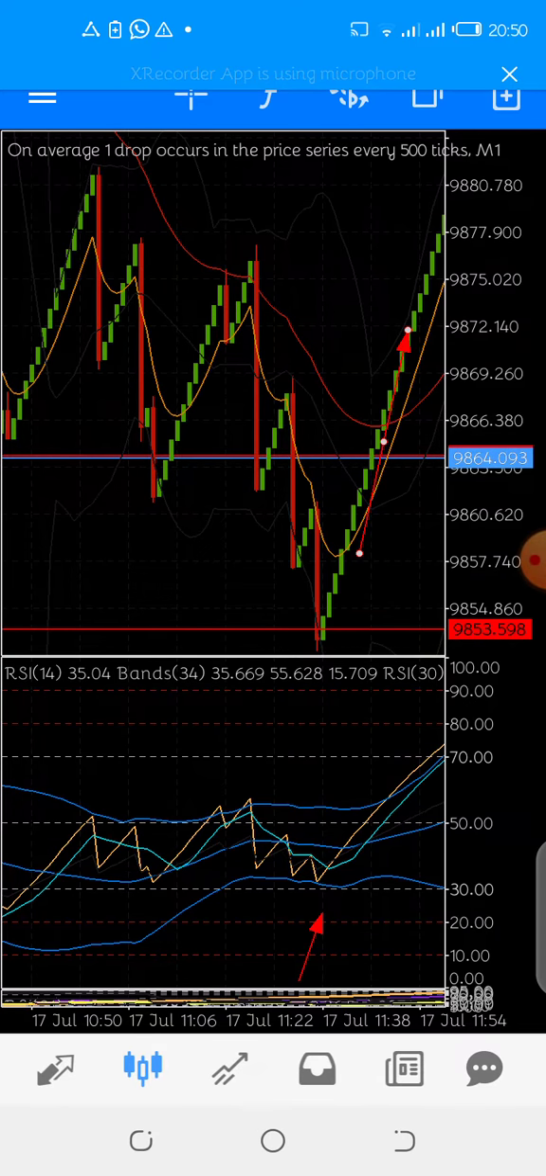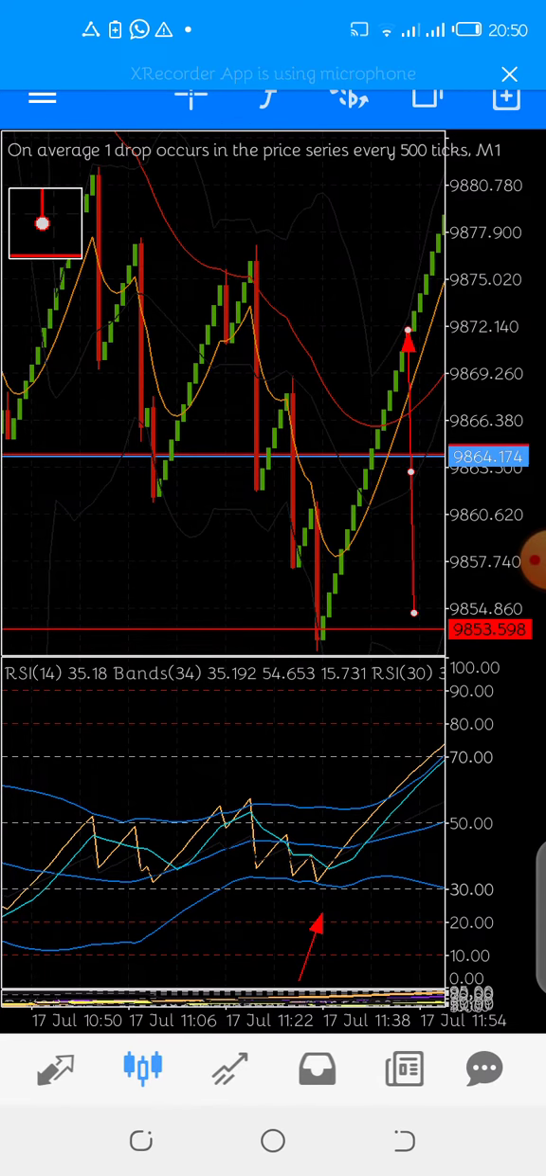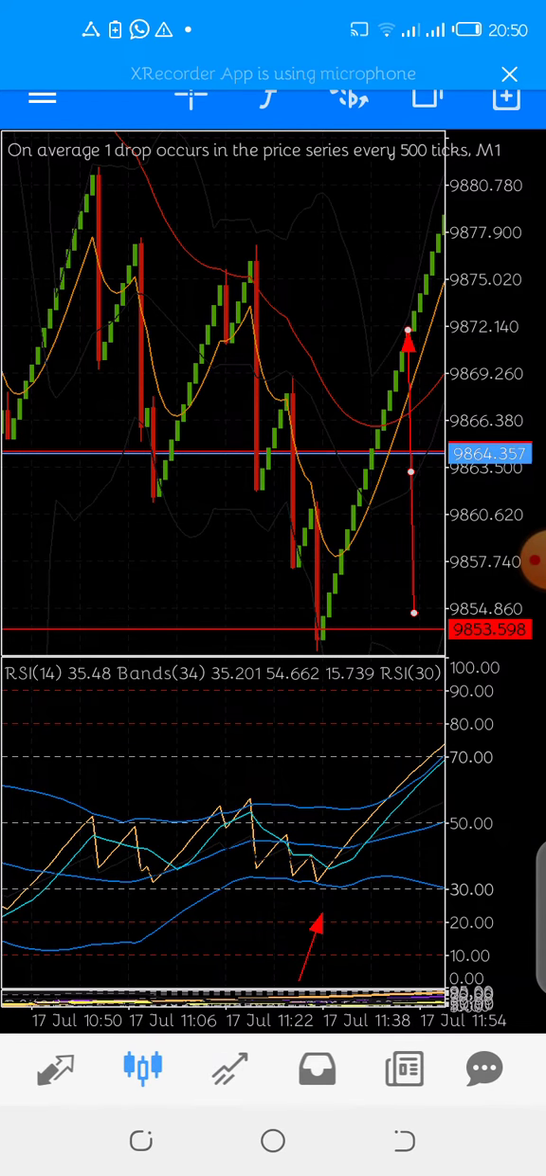These green candles are an upward movement. Every minute it is moving up, and then after some point a spike will come and it will crash down. So that is why it is called Boom and Crash. For Boom, it booms going up. For Crash, it crashes going down.